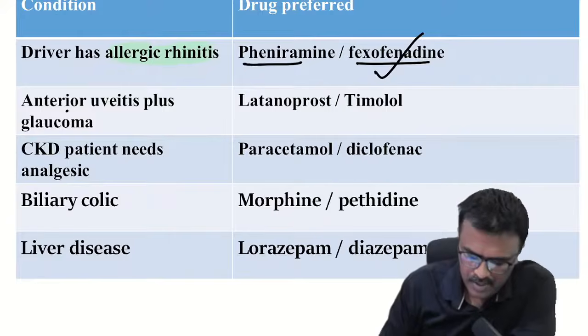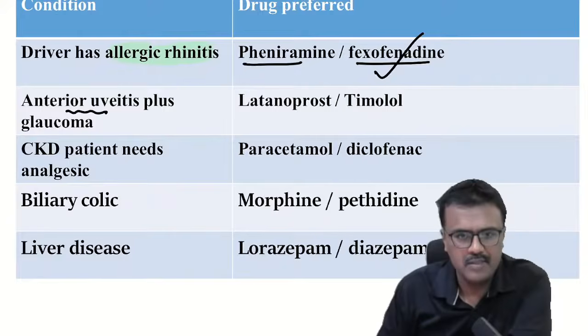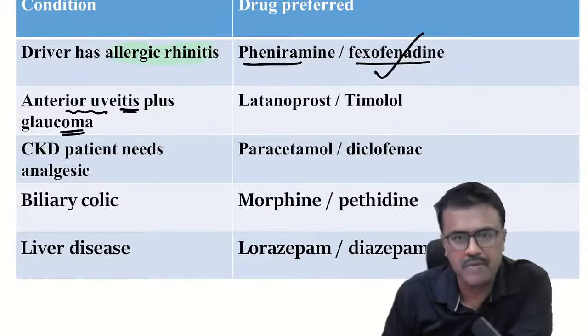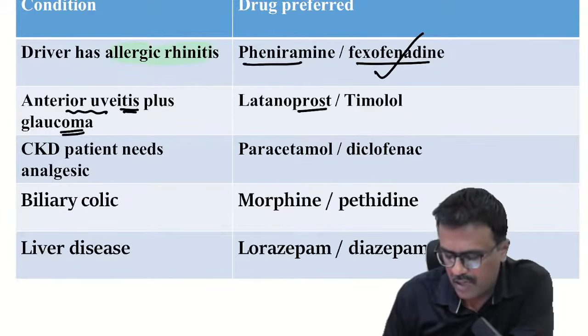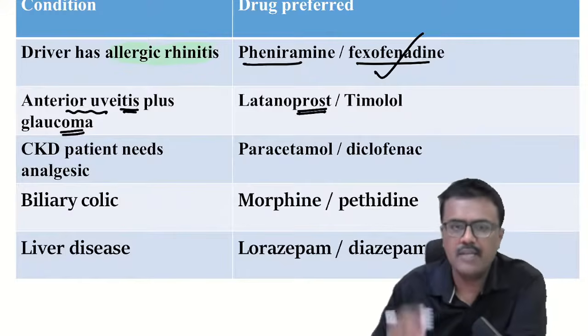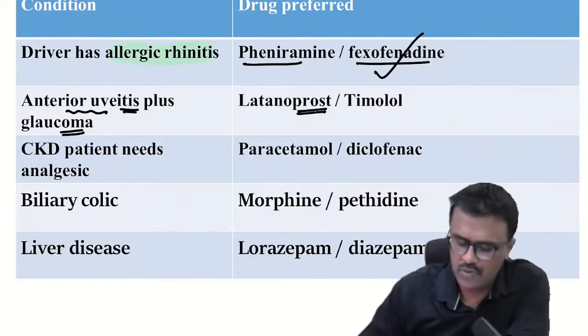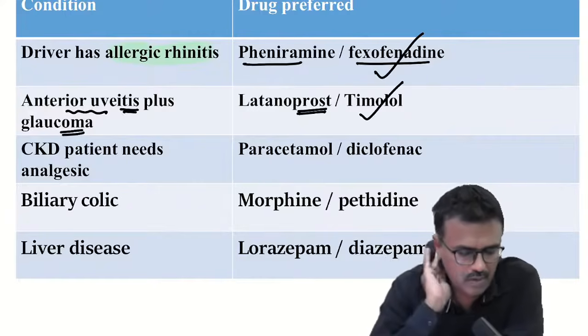Now, there is a patient who has anterior uveitis, itis meaning inflammation, and glaucoma. Then what is the preferred one? Latanoprost or timolol? I can't give prostaglandins because prostaglandins are inflammatory mediators and uveitis is there. I can't give. So what should I give? I can give a beta blocker, timolol.